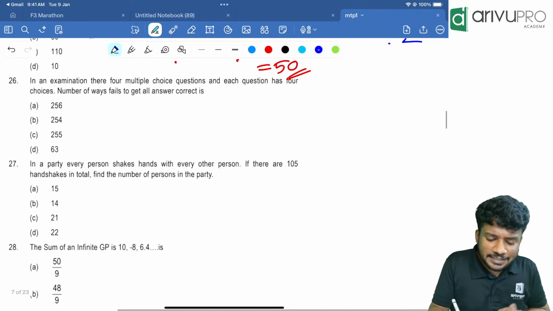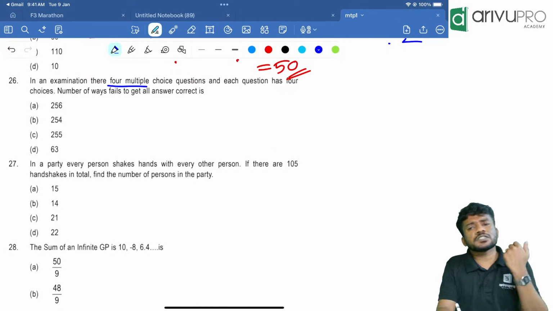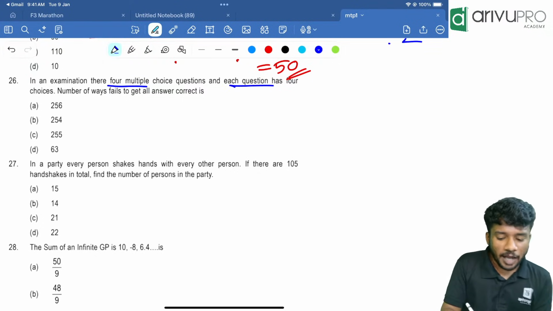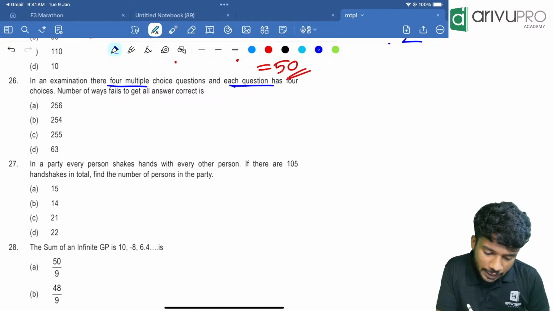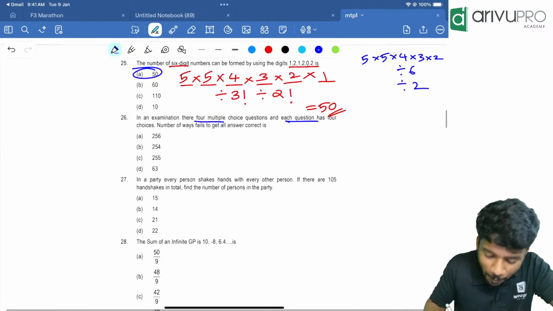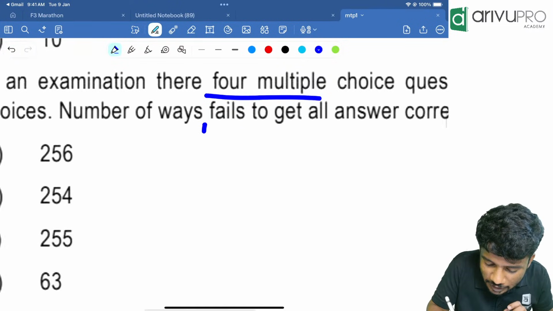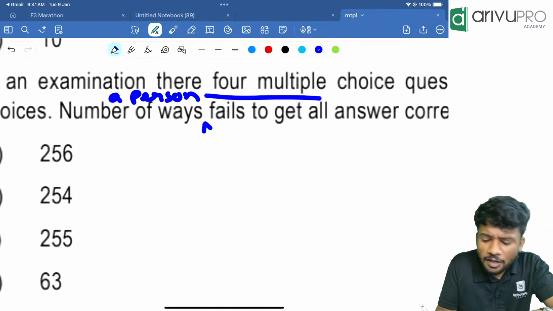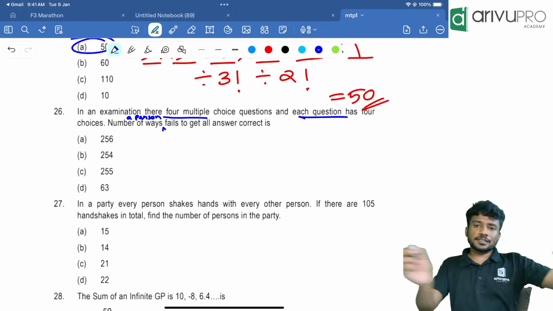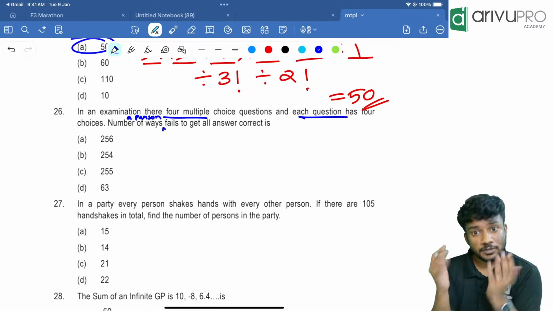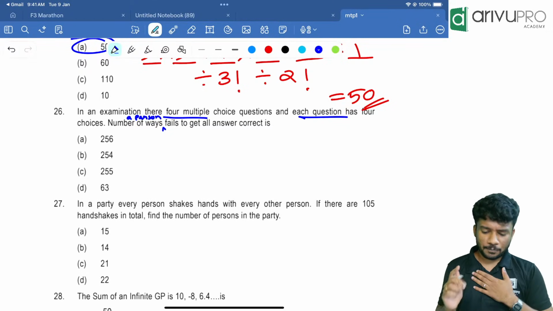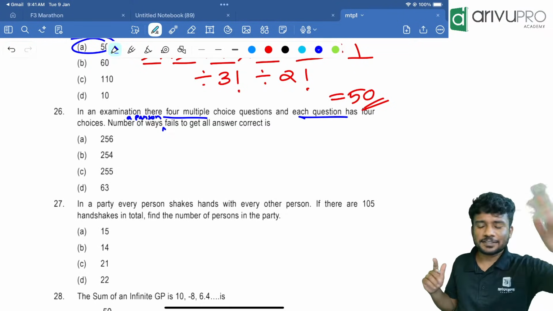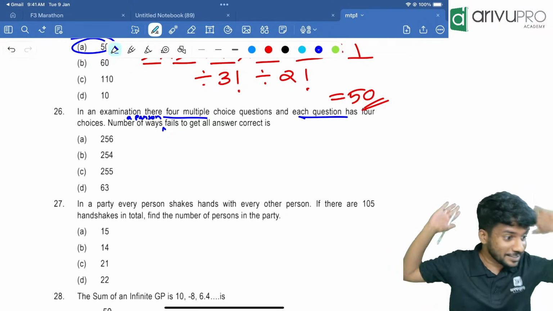Next one. In an examination, there are 4 multiple choice questions and each question has 4 choices. Number of ways a person fails to get all the answers correct. Okay, all the answers should not be correct. That is the question. People, I think I already told this type of question in our examination. I already discussed it, and we have already discussed it in the marathon also.